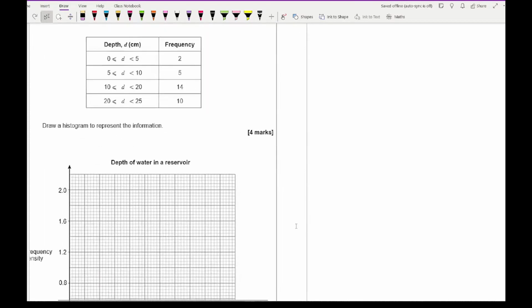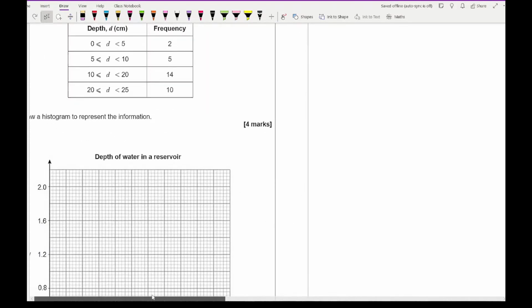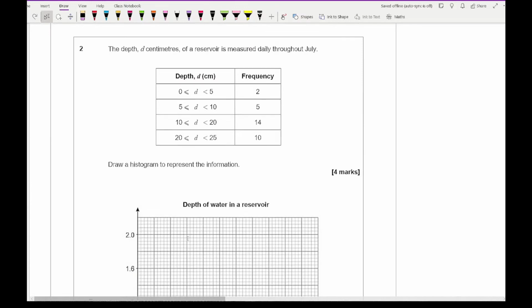Then moving on to question 2, so let's just zoom in so we can see it on the screen. So again, very similar question but just different context. So it says the depth of d centimeters of a reservoir is measured daily throughout July, and it says draw a histogram to represent the information. So again, I'm going to create my class width and then my frequency density column. So this one's going to be 5, 5, 10 and 5.